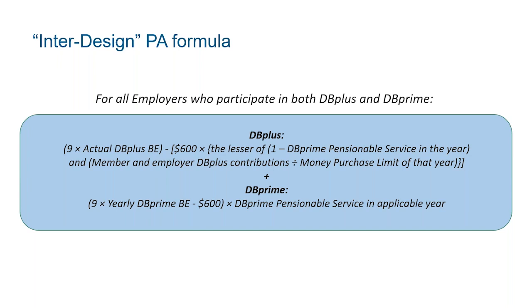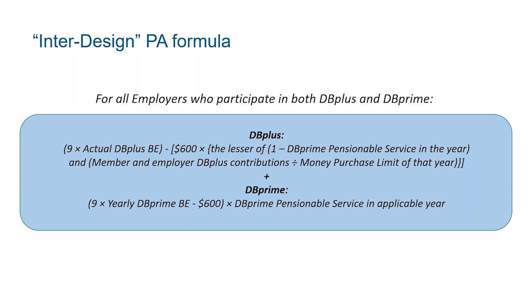In addition, we have also developed a specific inter-design PA formula. It may look complicated, but when it comes down to it, it is really simple. This formula works by calculating two separate PAs. One for the DB plus portion using a slightly altered version of the new DB plus PA formula, and the other PA for the DB prime portion of that year using the current unchanged DB prime PA formula.